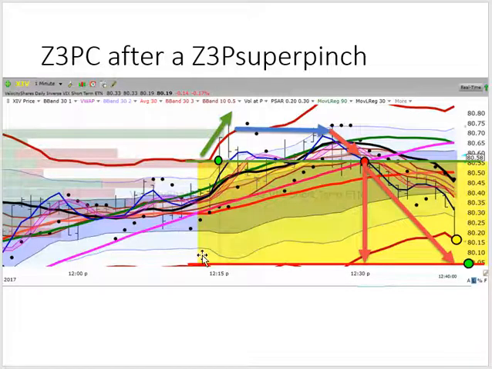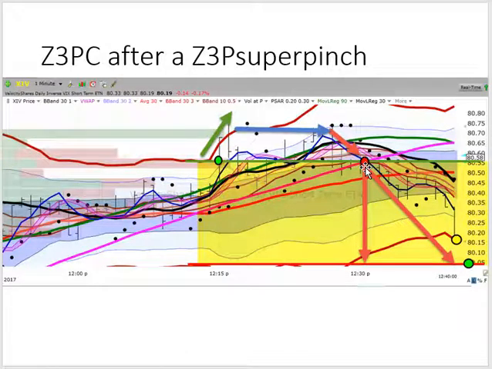Here is a Z3P Superpinch. You can see the pinch has occurred in the yellow, and then all the regression lines are inside the river. Buying the breakout, it fails to follow through. After about 10 bars, we get a stop and reverse when it re-enters the original Z3P channel.